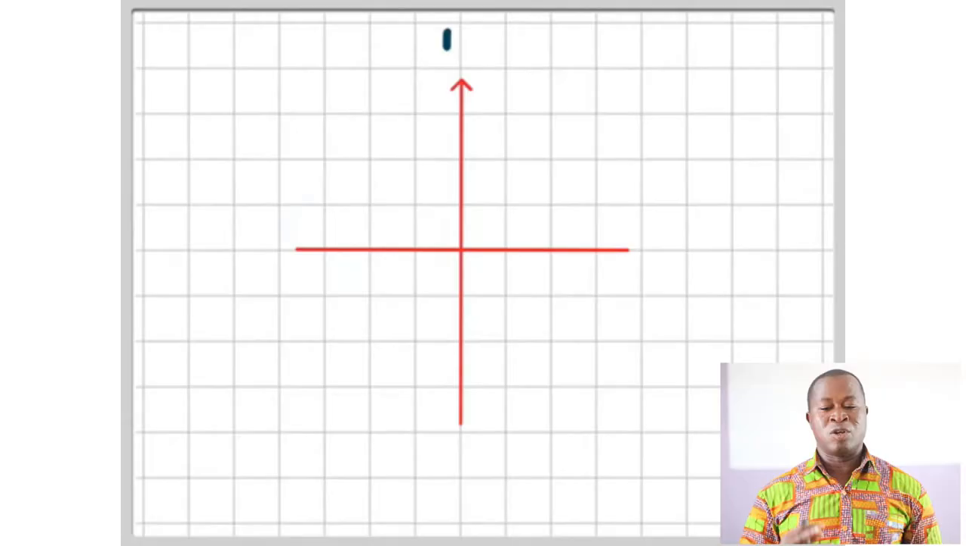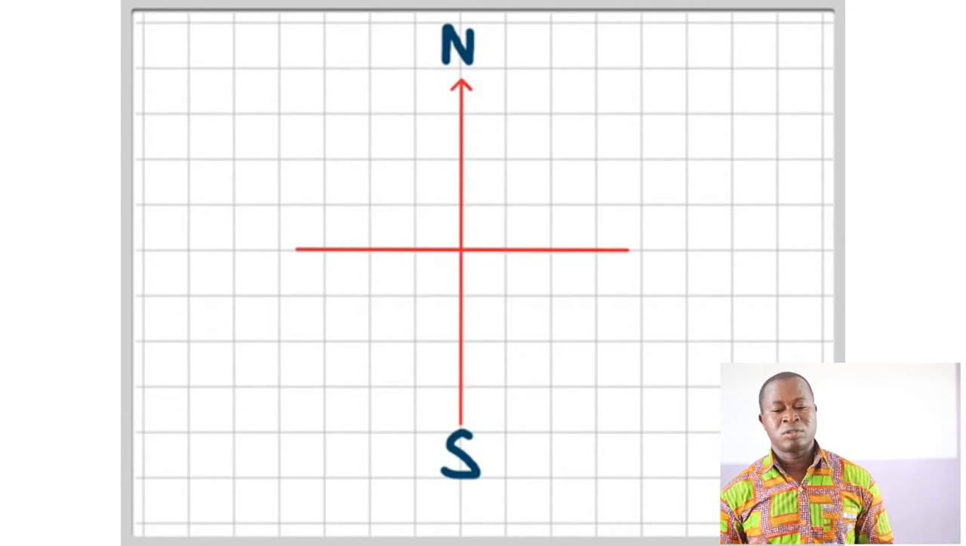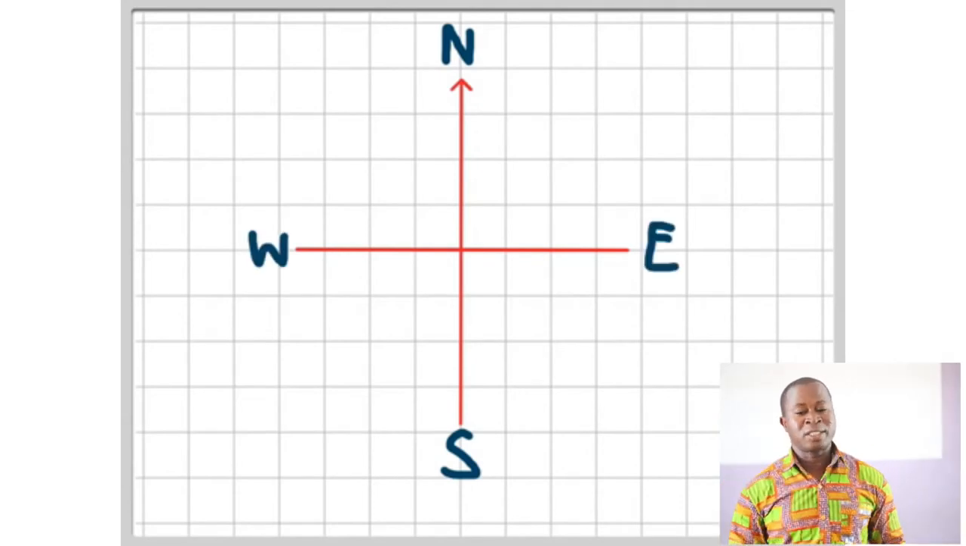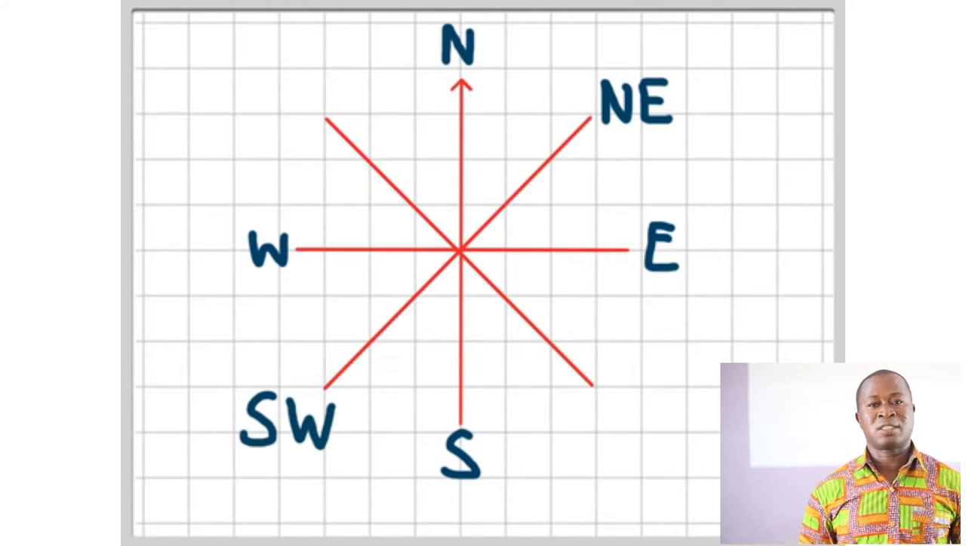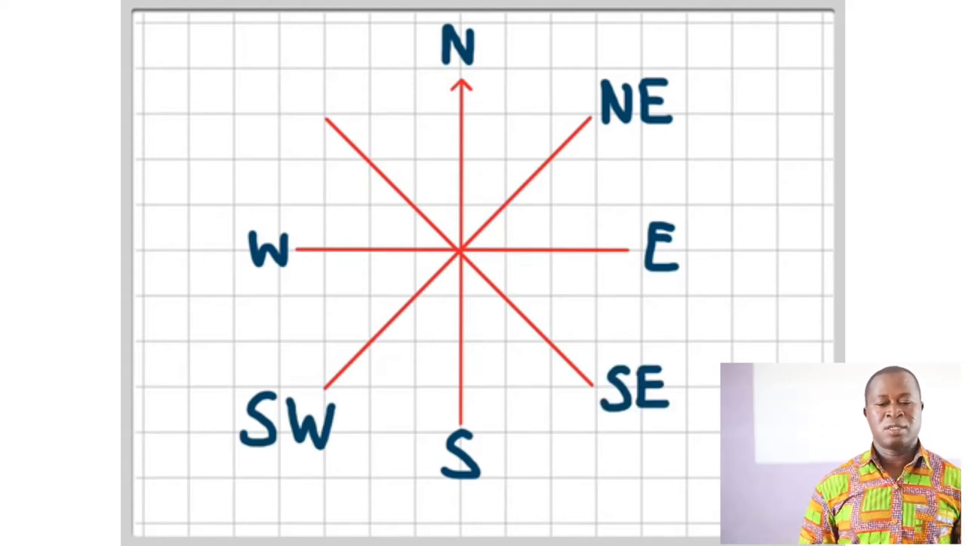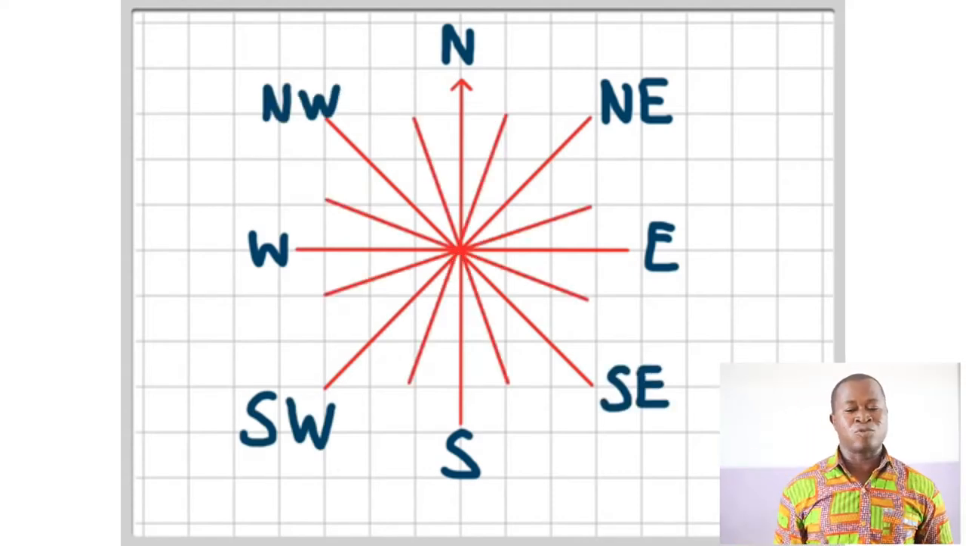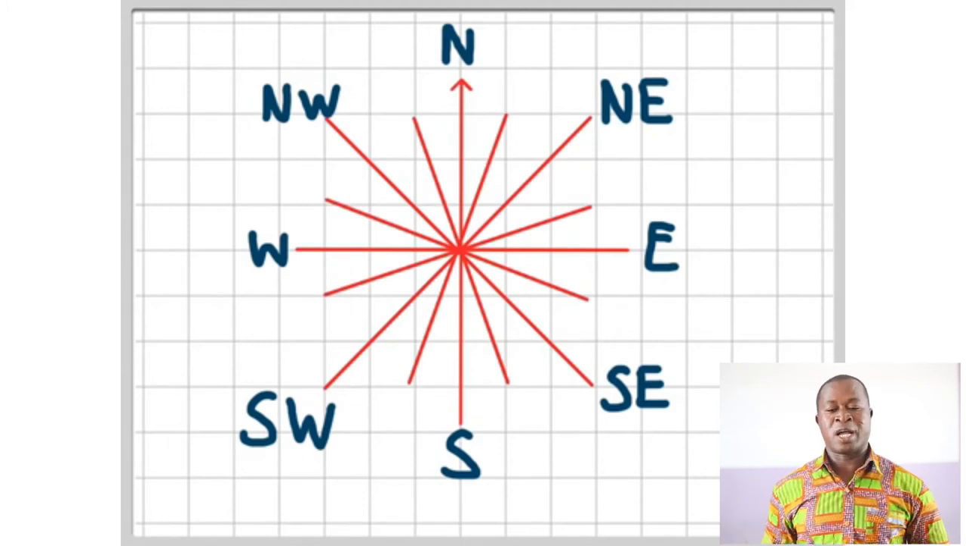The four cardinal points that we mention as bases can be subdivided into eight cardinal points. Then we have it to be north, south, east, west, northeast, southwest, southeast, northwest. Then I come back to the north point again.